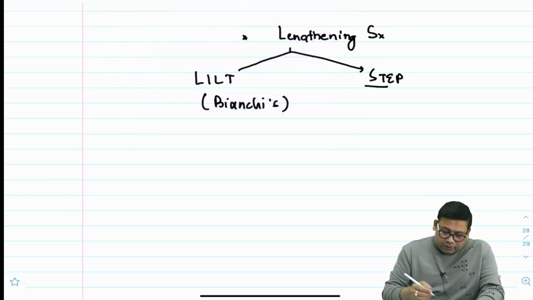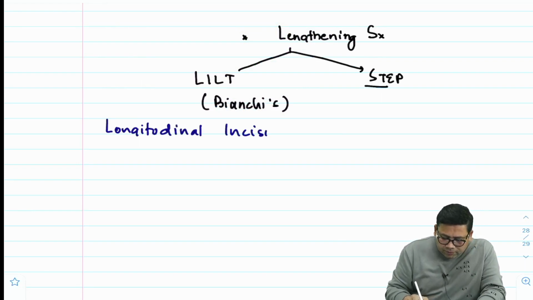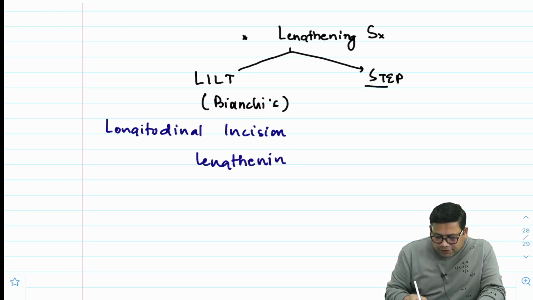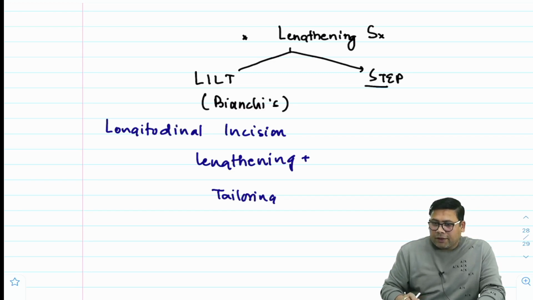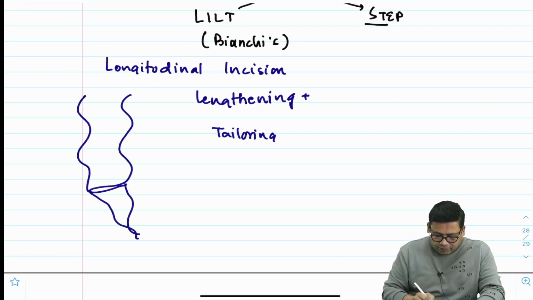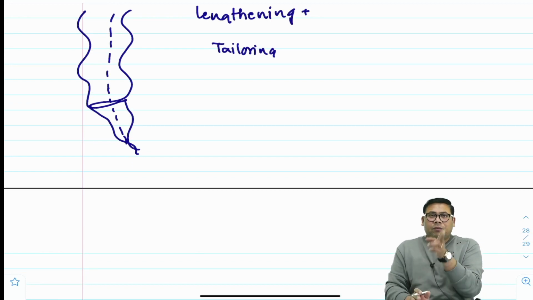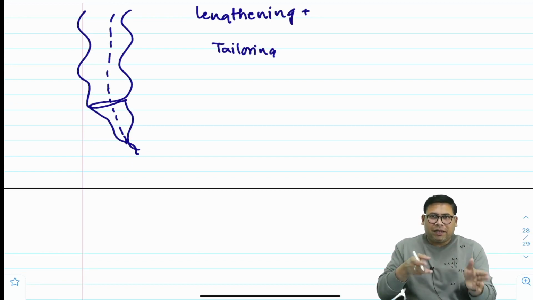When we talk about LILT, that stands for Longitudinal Intestinal Lengthening plus Tailoring. It's a very simple kind of surgery. If this is the bowel, and this is the mesentery of the bowel, we are going to split the bowel along this, dividing it in between the mesentery.